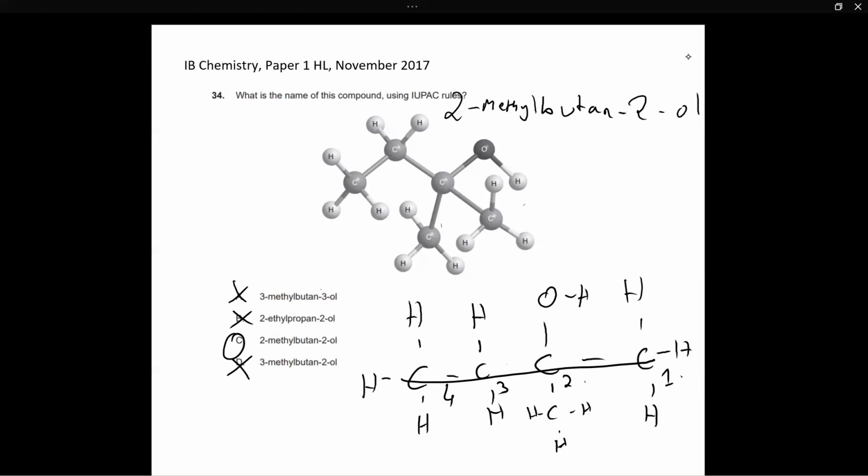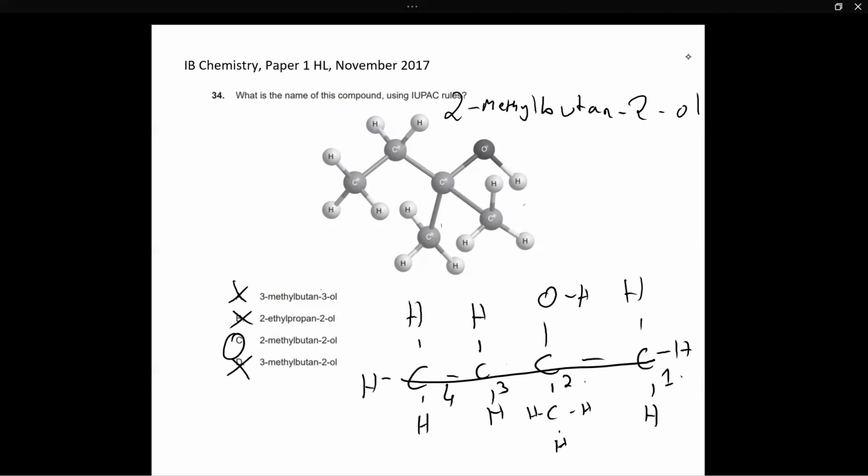The carbon, which has the functional group attached to it, in this case, our functional group is this hydroxyl group. So the carbon which has the functional group attached to it should have the lowest possible number in the longest chain of carbons. And our longest chain of carbons, like I said before, consisted of 4 carbons.